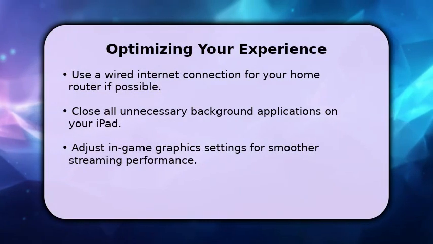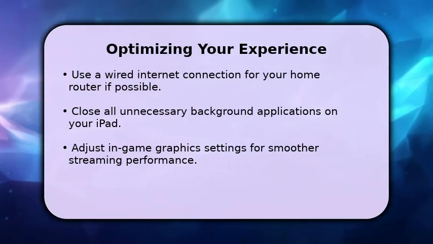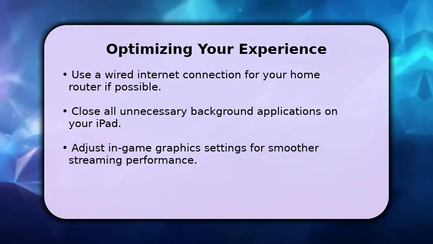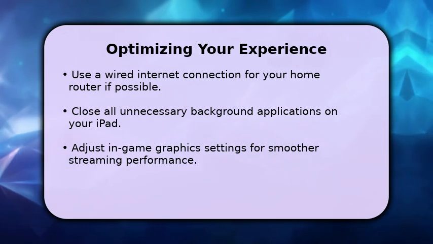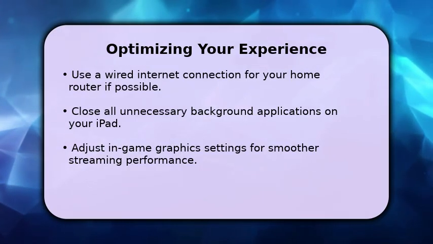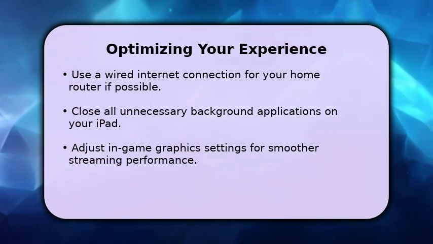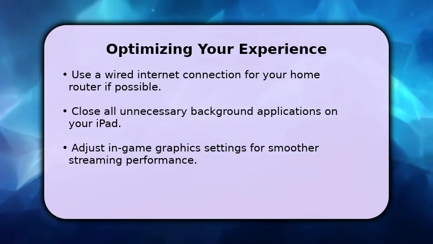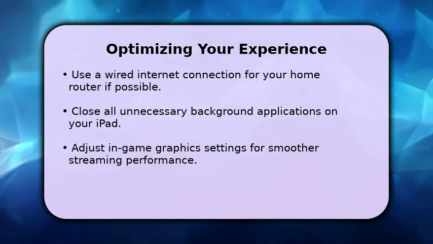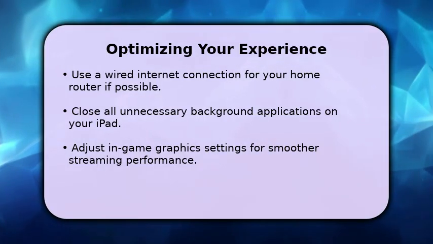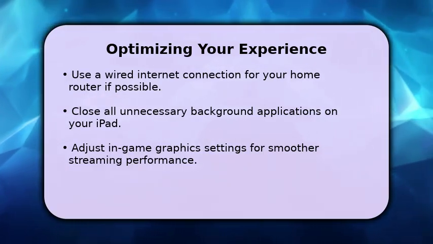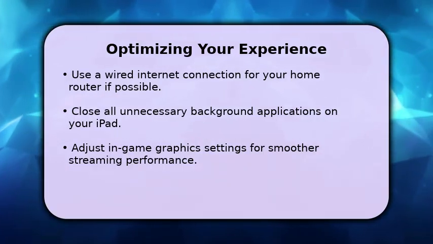For the best possible Elden Ring experience, consider these optimization tips. If you can, connect your home router to the internet with an Ethernet cable for maximum stability. On your iPad, close any apps running in the background to free up processing power. Within the game settings, you might want to lower some graphics options to reduce the data stream and improve responsiveness. Lastly, playing closer to your Wi-Fi router will ensure a stronger and more consistent signal, minimizing lag.